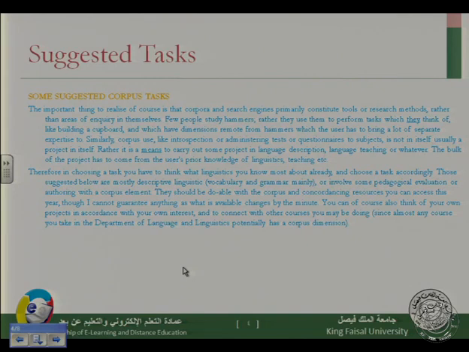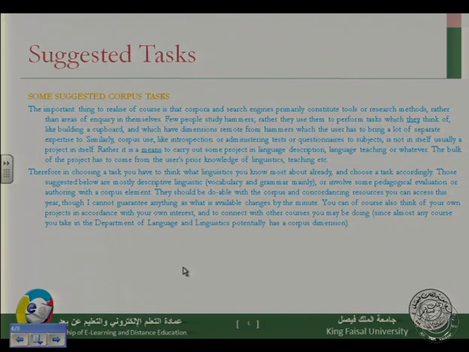So those suggested below are mostly descriptive linguistics. So I'm going to suggest some tasks for you, vocabulary and grammar mainly, or involve some pedagogical evaluation or authoring with a corpus element. They should be doable with the corpus and concordancing resources you can access this year, though I cannot guarantee anything as what is available changes by the minute.